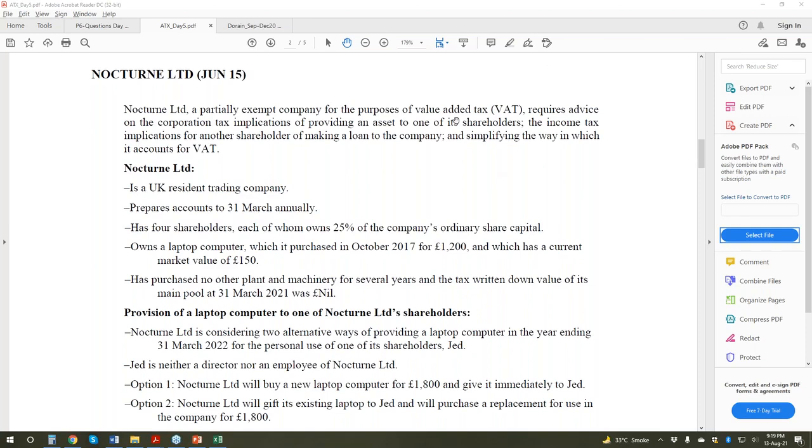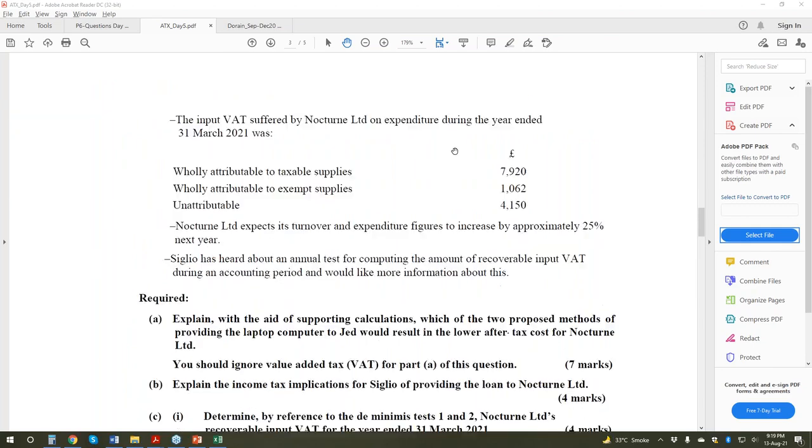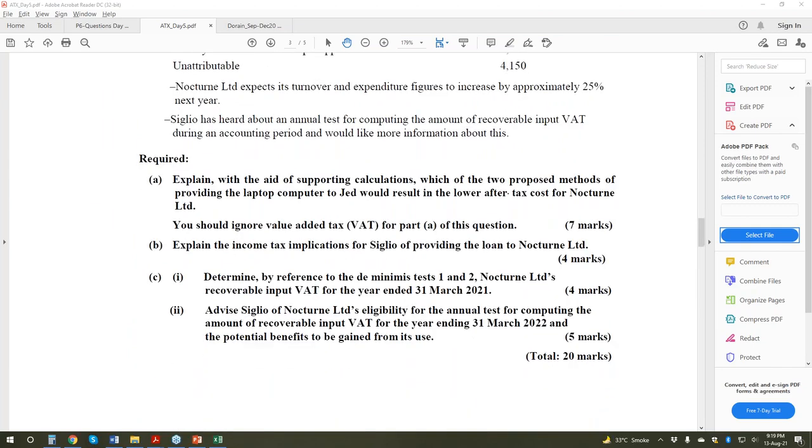Nocturne Limited, as usual, we will first read the requirements and then come back to the question. Explain with the aid of supporting calculations which of the two proposed methods of providing the laptop computer to Jed would result in the lower after-tax cost for Nocturne Limited. Now, the company is providing some benefit to someone, Jed. I have to check whether Jed is an employee plus shareholder, or only the shareholder, because the tax implications will be different in each scenario. But it is a very common type of part in which you have to compare two options and tell which will result in lower after-tax cost for the company. We need to ignore VAT for this question, that's fine.